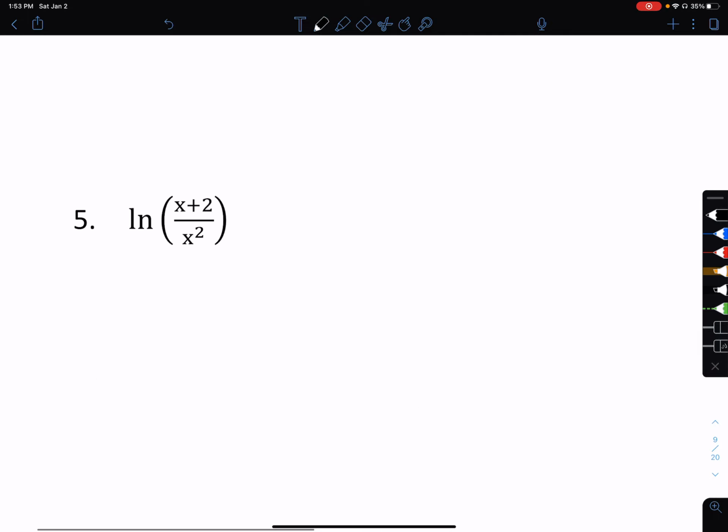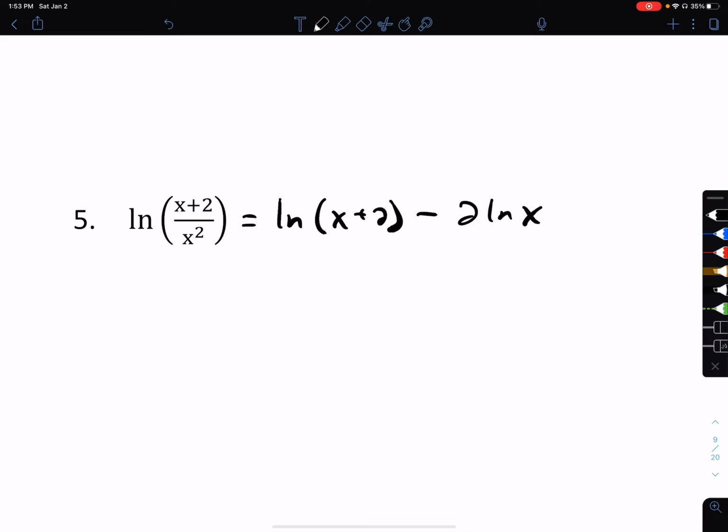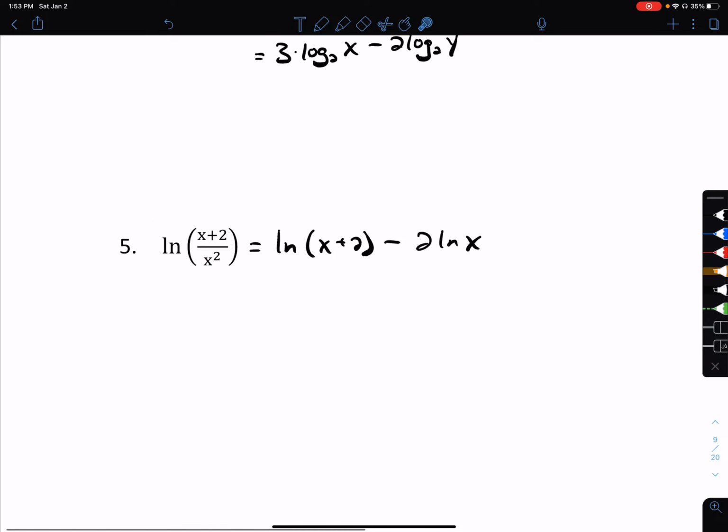Number 5, it's going to be natural log of x plus 2, because that is the numerator, minus 2 times natural log of x. This would be natural log of x squared, but I'm going to write the 2 as a coefficient to expand it.